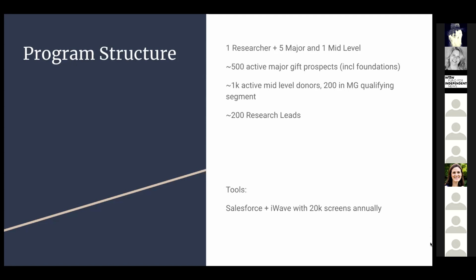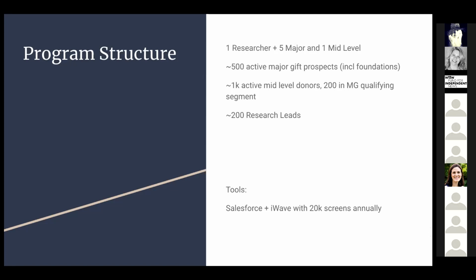Additionally, I actually have a portfolio. I call it a portfolio. It's people that I code research lead. There's about 200 names in that pool. They look interesting to me. I see tons of capacity, but I don't see affinity yet. I see that they made a big gift at a like-minded organization, and I want to keep tabs on them.